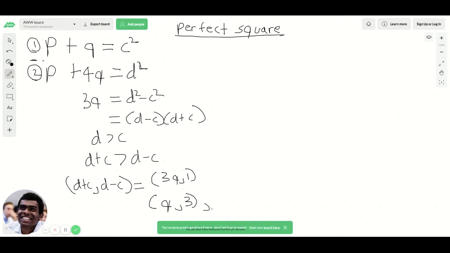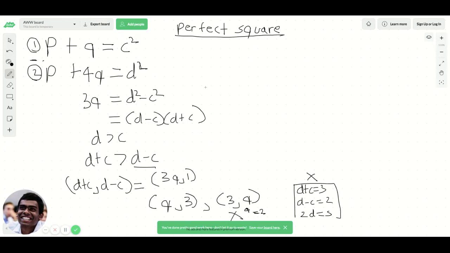There is another option, which is that it equals 3 and q, but in that case we would need q to equal 2, because remember that d plus c is bigger than d minus c and q is just a prime. But if we let q equal 2, then we get that d plus c equals 3 and d minus c equals 2. Adding the two up, we get that 2d is equal to 5, and this is not possible. So this is just not allowed.